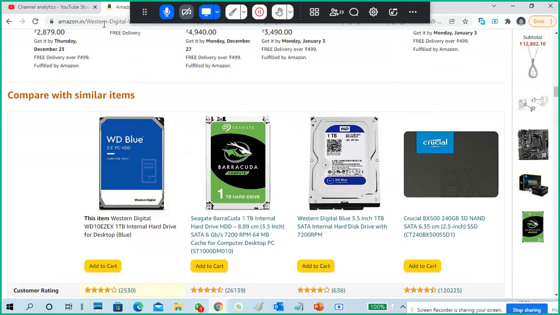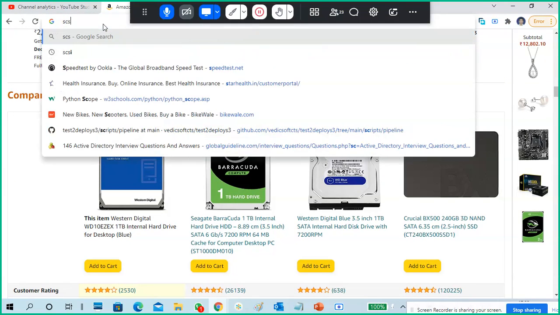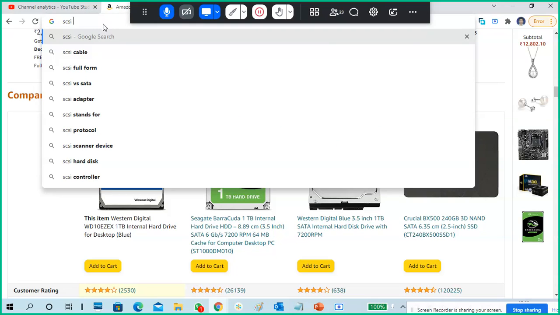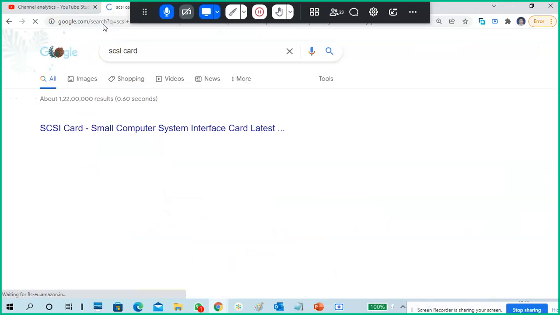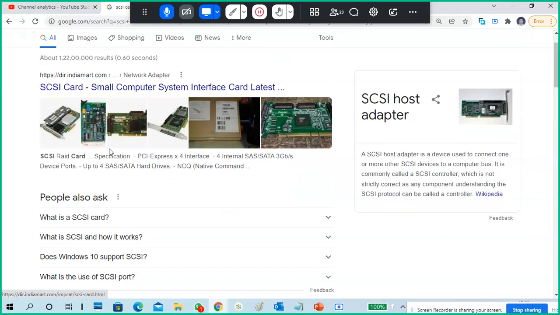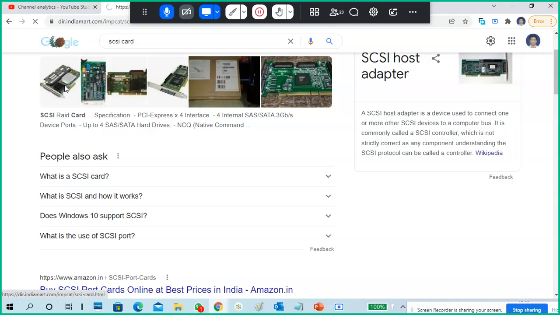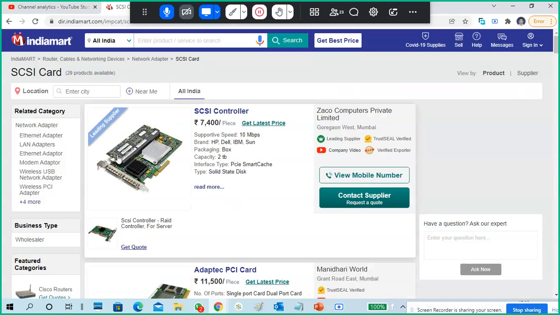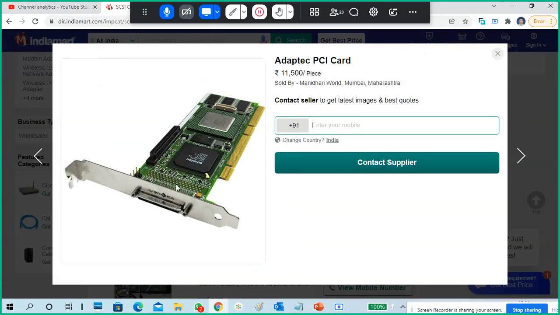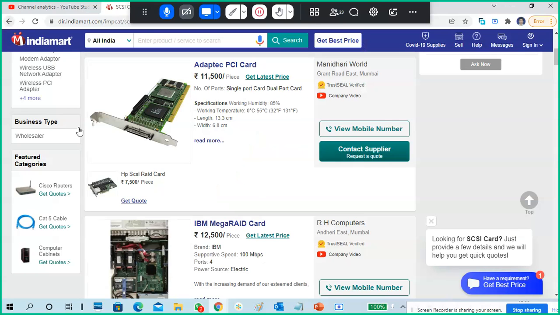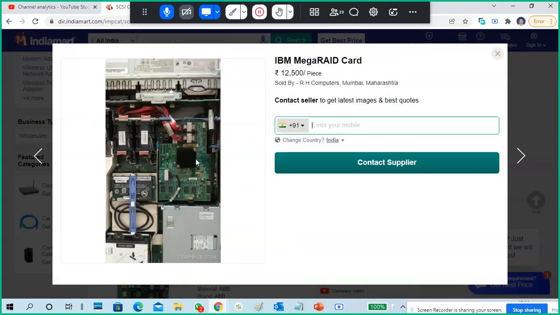Very simple. What to do? Go to Google and search SCSI adapter or interface card. You can see it looks like this. Both internal and external connections are there. It has an onboard processor and all that kind of stuff. You can read it. I went to IndiaMART. They are inserted inside a server also.